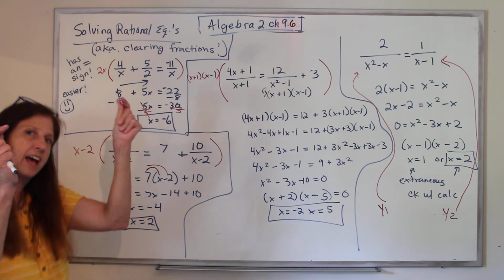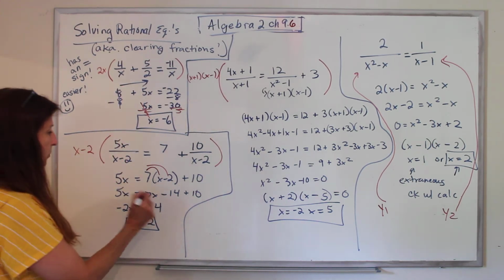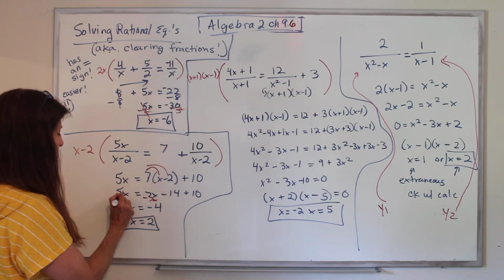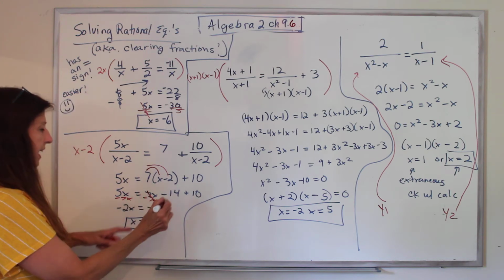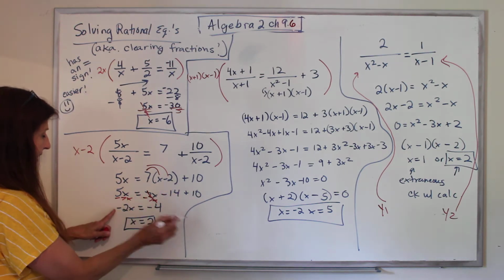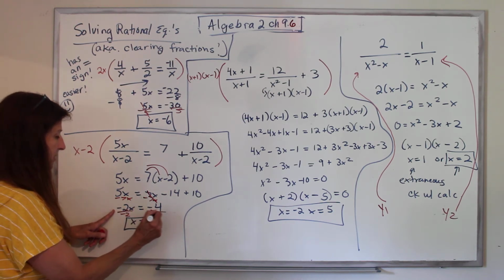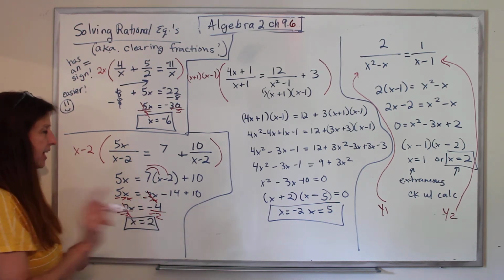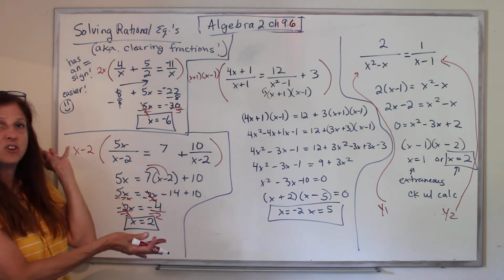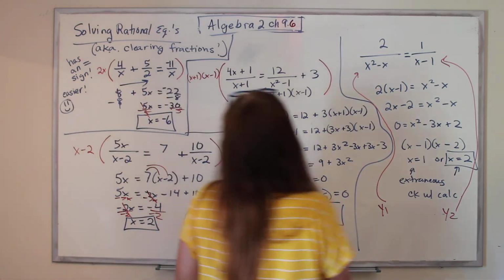We sing our song, gathering up our terms, and we subtract 7x from both sides there. And we do negative 14 plus 10. Why is x not alone? It's being multiplied by negative 2, so we divide both sides by negative 2, those cancel out, x equals 2. Fun!